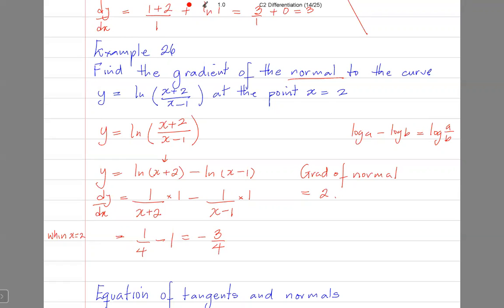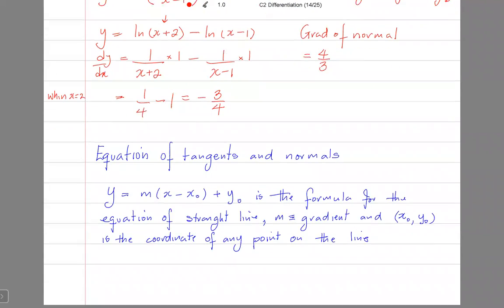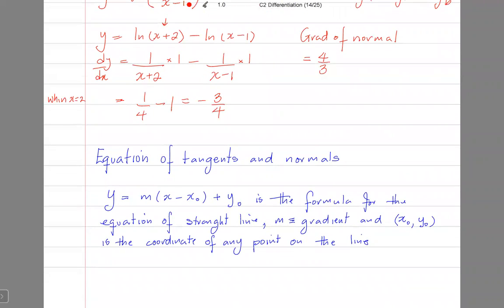So this is the gradient of the curve when x is equal to 2, and the gradient of the curve is equal to the gradient of the tangent. To get the gradient of the normal, I must invert the gradient of the tangent and change its sign. So the gradient of the normal, invert 3 over 4, I would get 4 over 3, and I would change the sign from negative to positive. The answer is positive 4 over 3. So let's go to equations of tangent and normal.